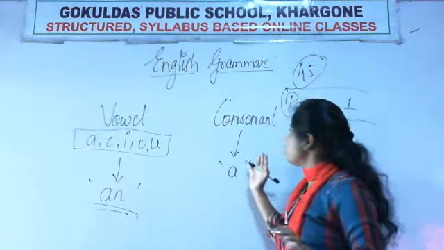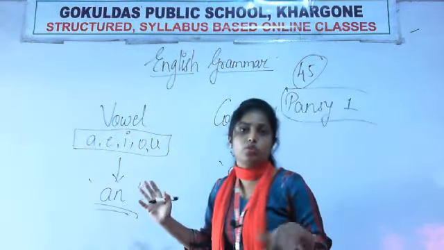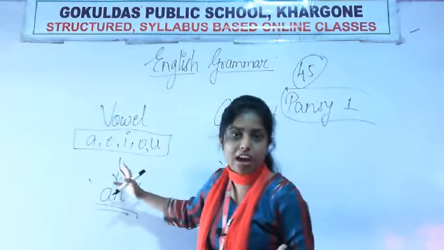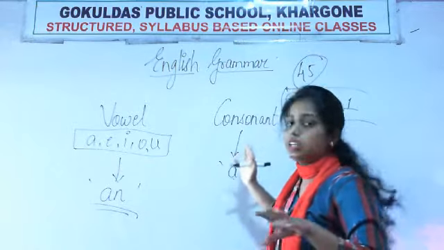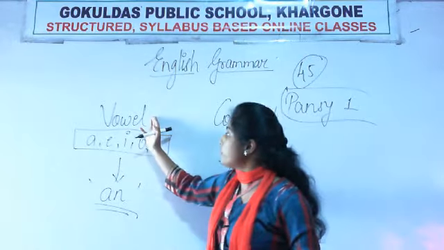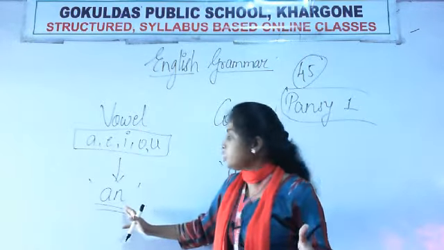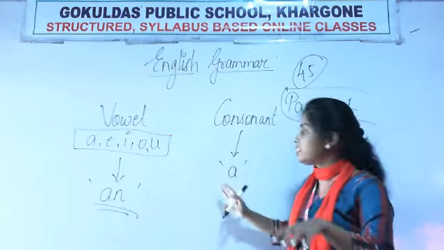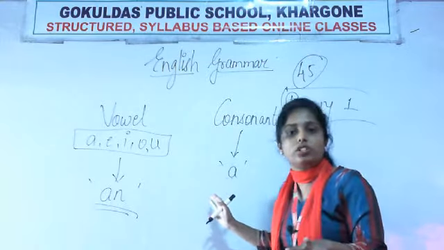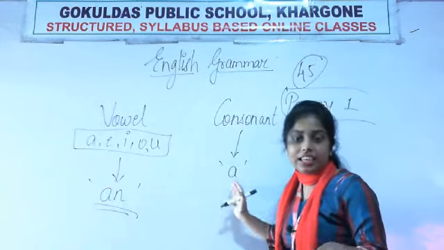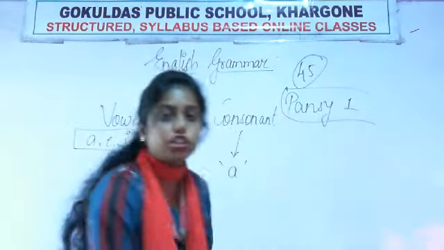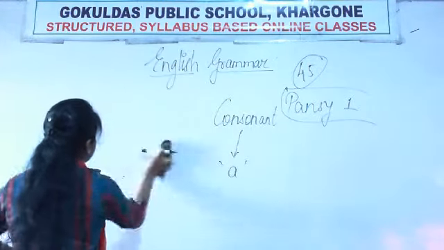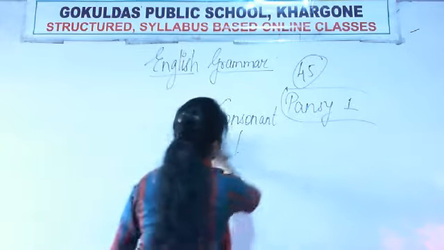So, now consonants, I hope you know what are consonants. All the other alphabets except these 5 are known as consonants. Okay? So, with the vowel sound words, you have to use an. And with the consonant sound words, with the words beginning with the consonant sound, you have to use a. Now, let's look up the use of the. So there are 3 uses of the.